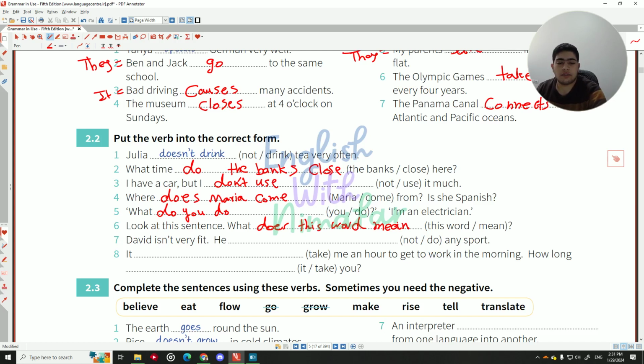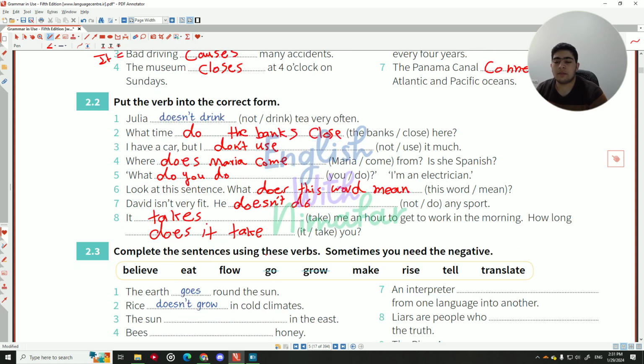David isn't very fit. He doesn't do any sport. David isn't very fit. It means David is fat or out of shape. It takes me an hour to get to work in the morning. How long does it take you?